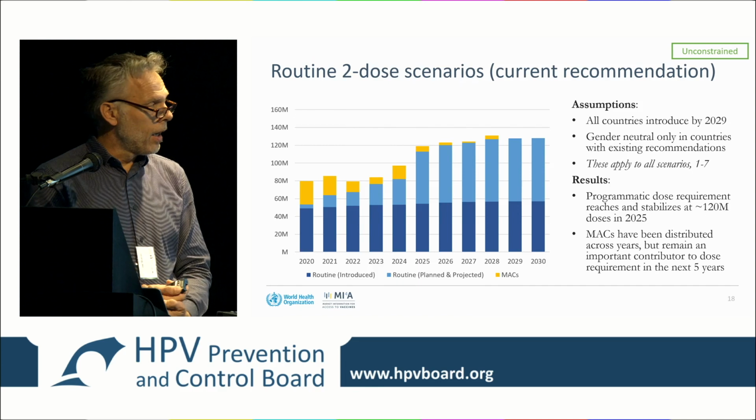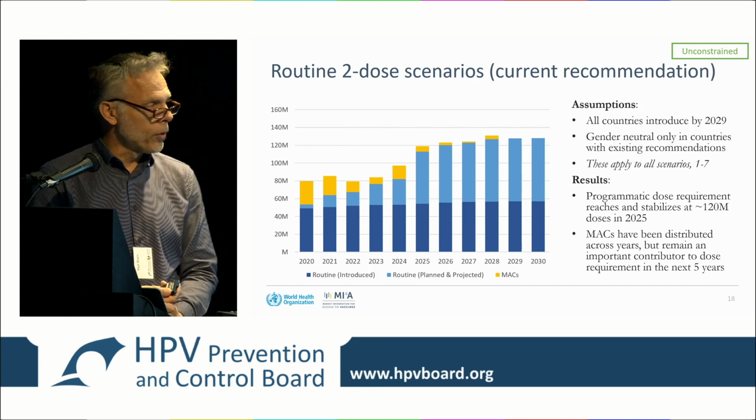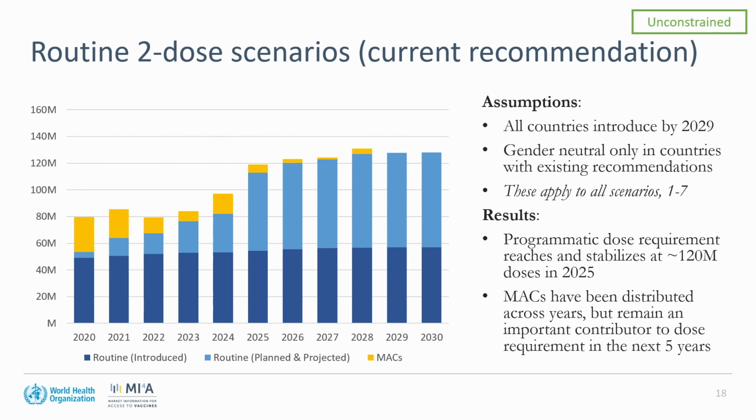So here you see how we make demand forecasting. A reminder, this is an unconstrained forecasting, which means if all supply were there, which countries do we think are ready, willing to introduce, and how does that translate into demand? So right now we are around 50 million doses that are being used per year. That's the darker blue, and that's the base that will only grow slightly with population growth. The light blue is countries that come in new, and that come in with their routine cohorts.